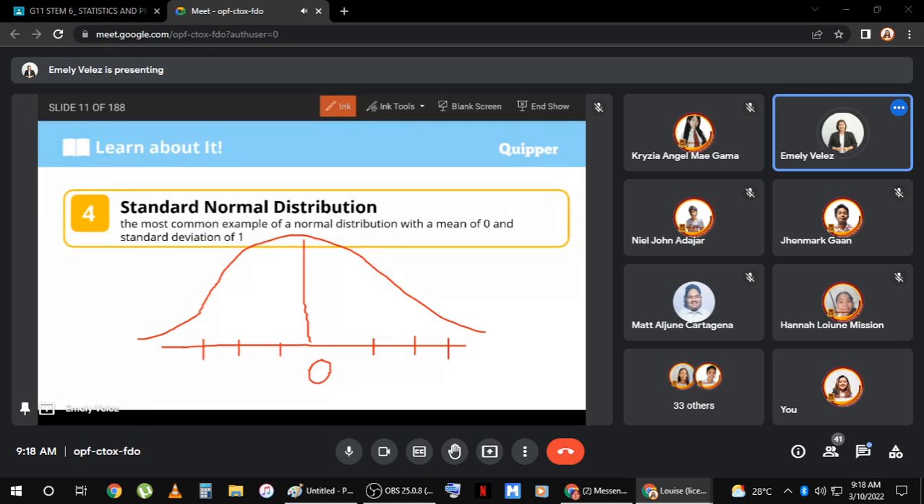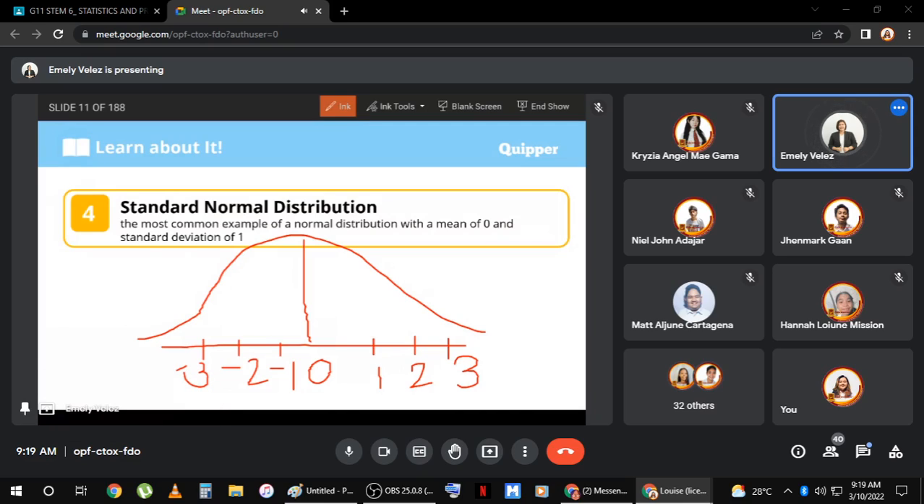going to the left, and since the standard normal distribution has a standard deviation of 1, 0 plus 1 becomes 1. 1 plus 1 becomes 2, 2 plus 1 becomes 3. On the other side, we subtract. 0 minus 1 is negative 1. Negative 1 minus 1 is negative 2. Negative 2 minus 1 is negative 3. So this is already the illustration of a standard normal distribution.